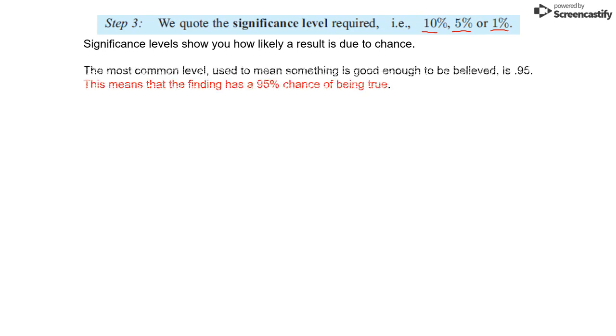There are 3 common significance levels, 10, 5, and 1%. So these basically are telling you how certain you can be of your outcome. And it's kind of the inverse of what we actually state. So notice how 10%, 5%, 1%, this is saying how likely a result is due to chance. The most common level used is the 5%. But here's what that means. It means 95% chance of being true, right? So our findings have a 95% chance of being true if we select a 5% significance level.